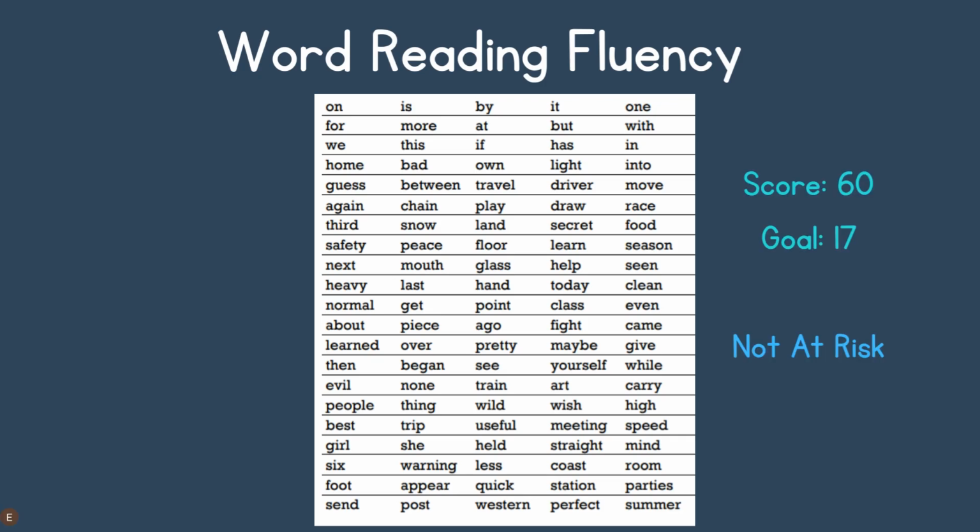This student was able to correctly read 60 words in 1 minute. The goal was 17, so this student is not at risk in this area.